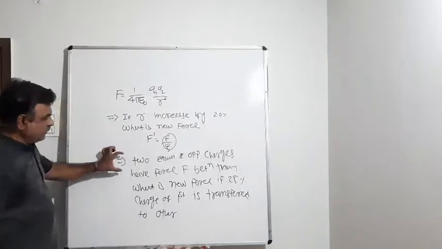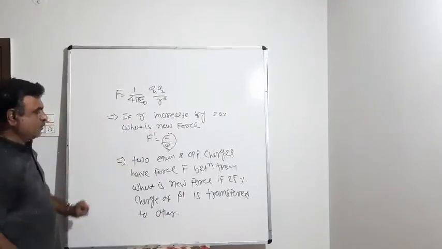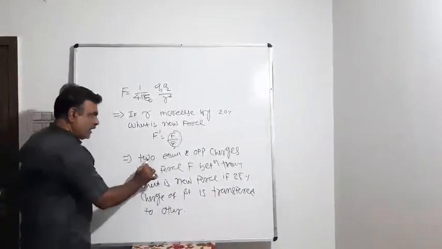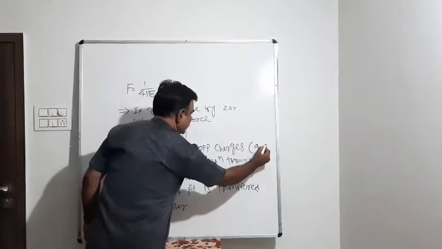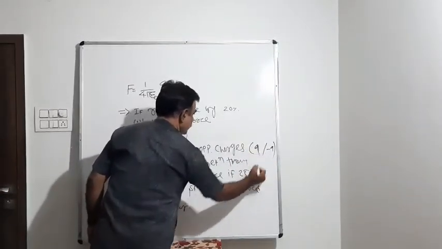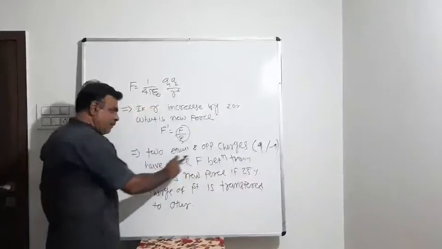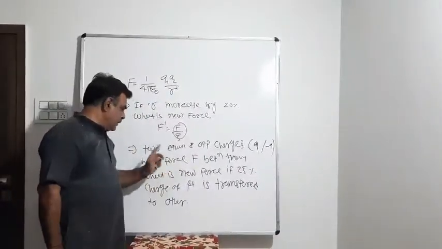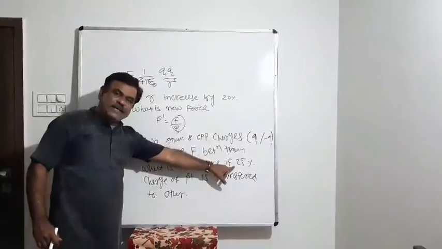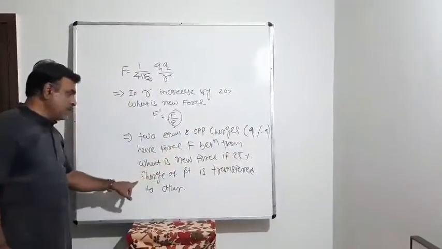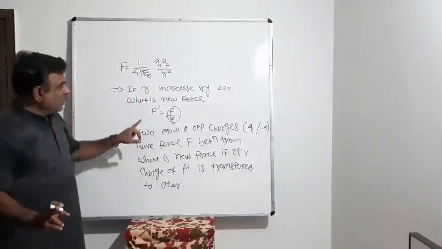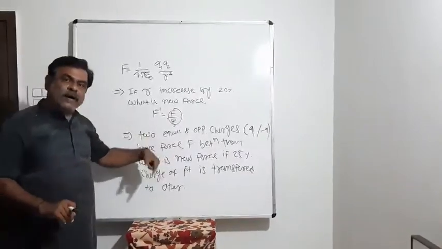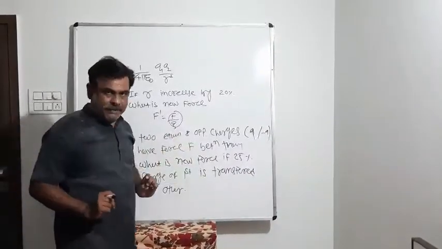What is the new force if 25% of the charge from the first is transferred? Two equal and opposite charges, meaning both charges are q and minus q, having force F, are kept at some distance r. Now, if 25% of the charge from the first is transferred to the other, then what is the new force? Again, as I said, you are supposed to find the answer for F dash in terms of F.